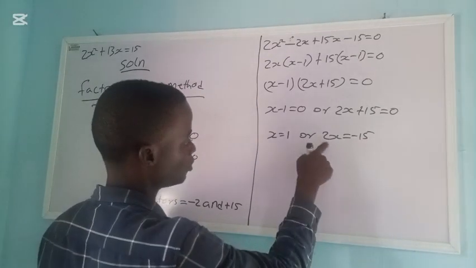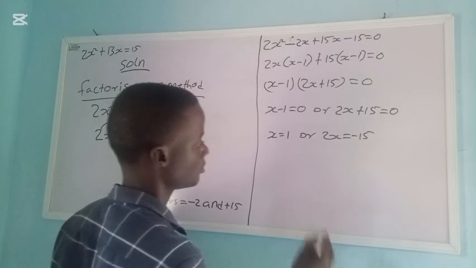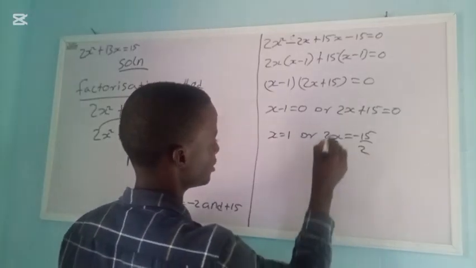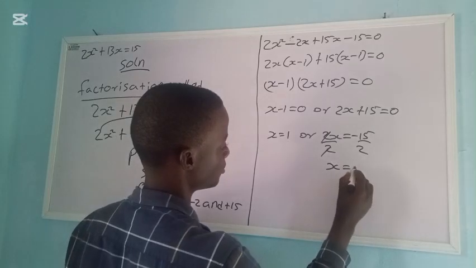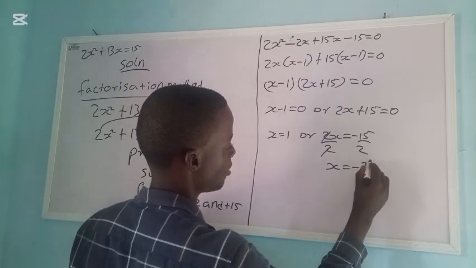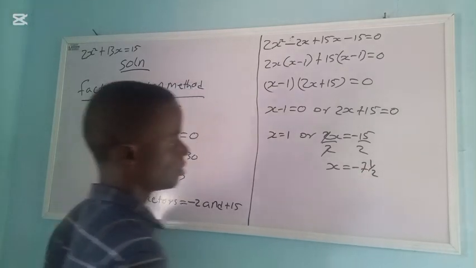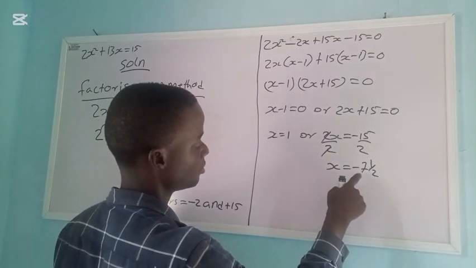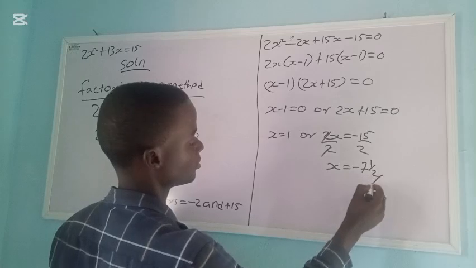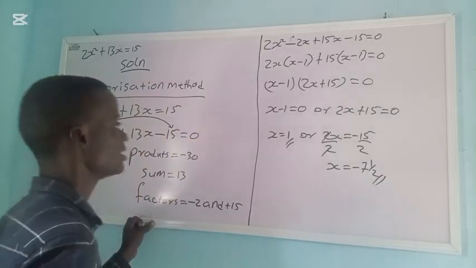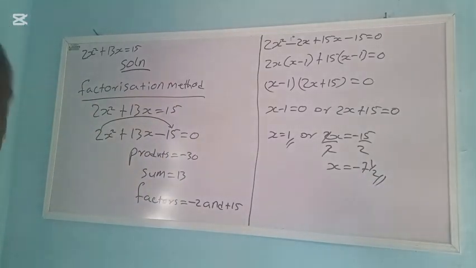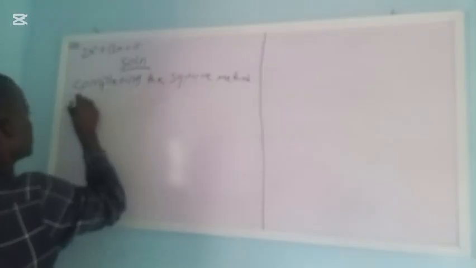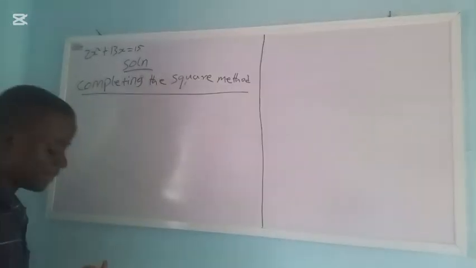Since this x has a coefficient of 2, let's divide by 2. 2 cancels 2, and we have x is equal to minus 7 and 1 over 2. So this is the answer. This is the first method, by factorization. Let's go to the second method, the completing the square method.